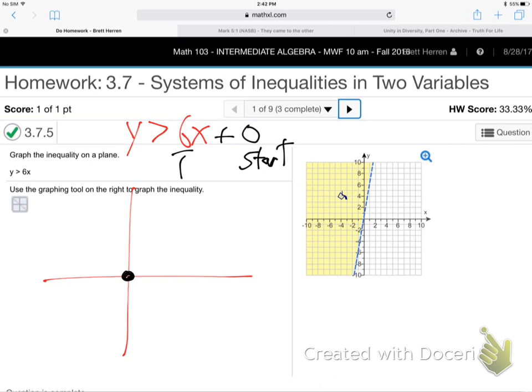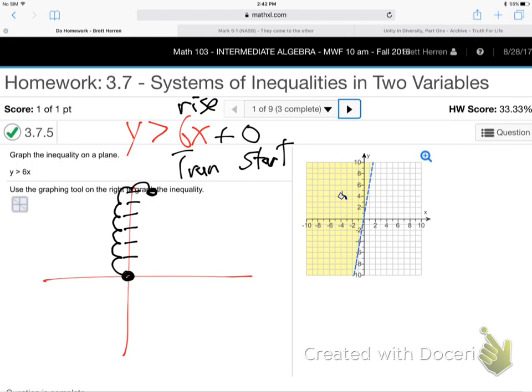Start at a height of 0. That's your first dot. How do you get your second? Rise over run. So go up 6: 1, 2, 3, 4, 5, 6, over 1. Boom, like that. Up 6 over 1. And connect the dots.